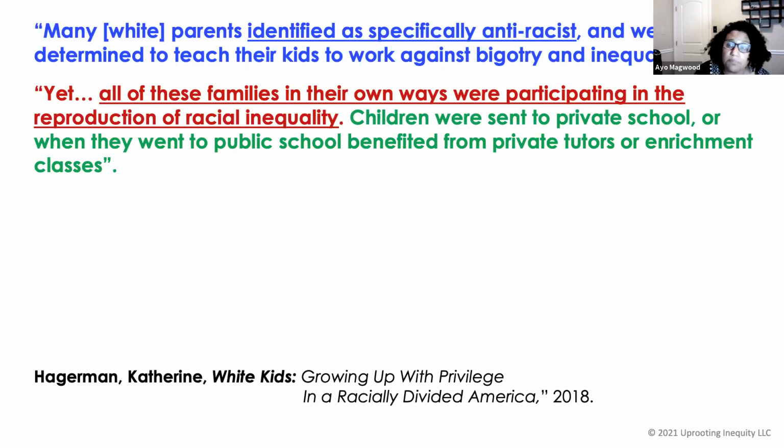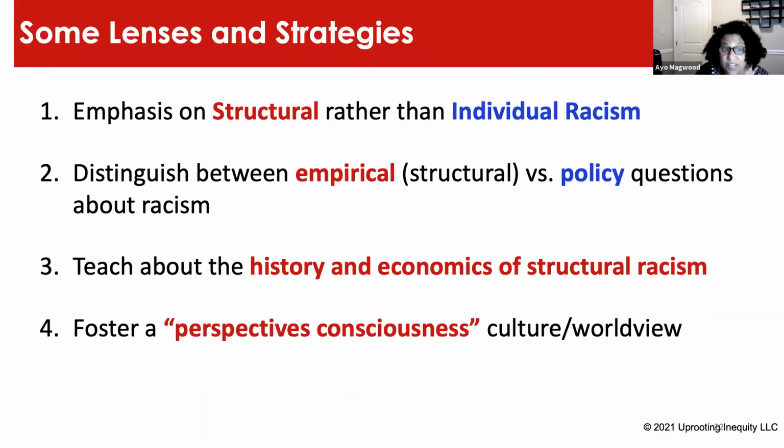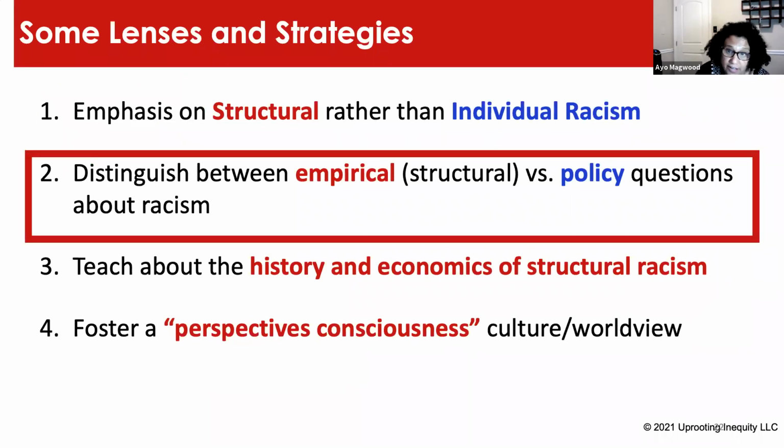Children were sent to private school, or when they went to public school, benefited from private tutors or enrichment classes. The spectacle of well-intentioned people working half unconsciously to solidify and perpetuate their own power is not an encouraging one. When you have a lot of wealth alongside this racial privilege, they're ultimately making decisions that benefit their own kids, and I don't know how you really interrupt that. One of the ways is teaching about structural racism, okay, rather than individual racism.